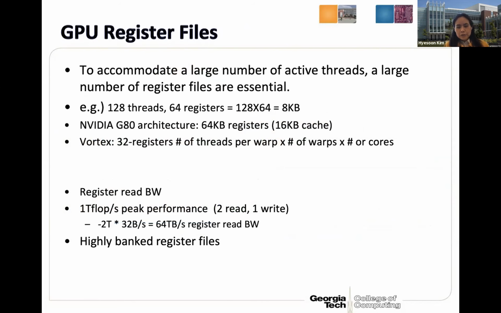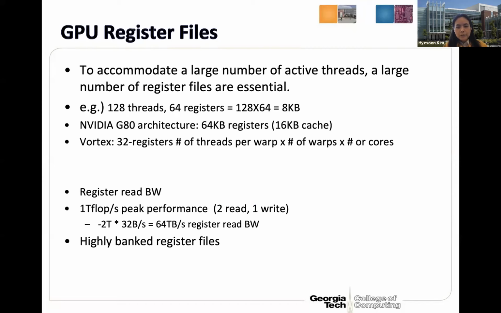And then probably the biggest change in terms of area in the GPU architecture, even in our Vortex architecture, is having large register files. One of the biggest characteristics of the GPU is that it can support a large number of active threads, which requires a large register file. So for example, if you have 128 threads and 64 registers, then we need 128 times 64. The oldest GPGPU architecture, I would say, the G80 architecture, has a 64 kilobyte register file, while at that time the cache size was only 16 kilobytes.